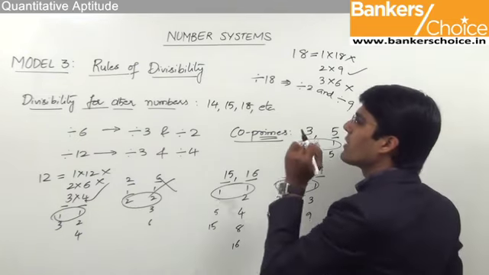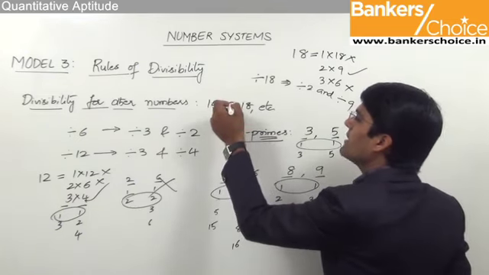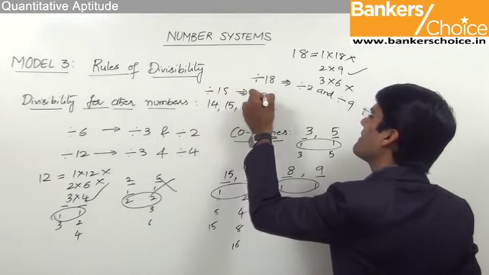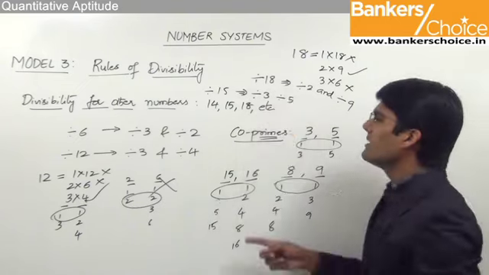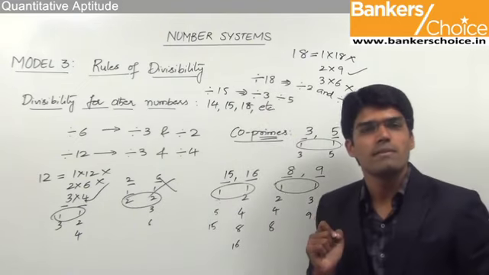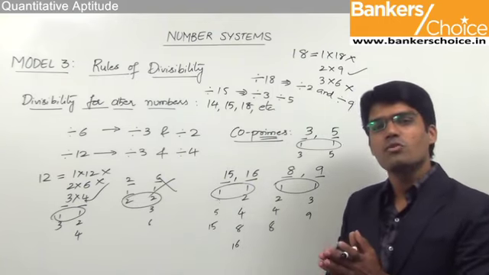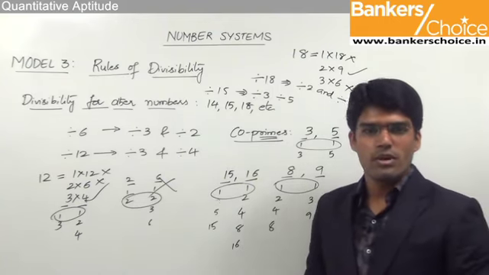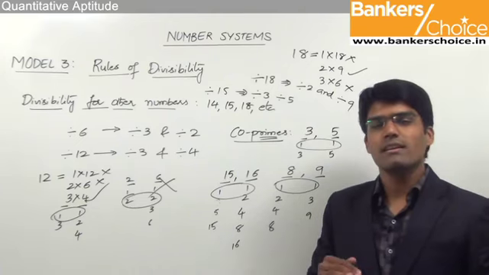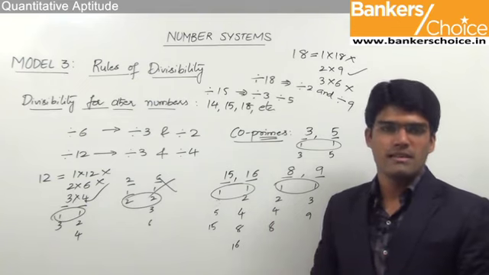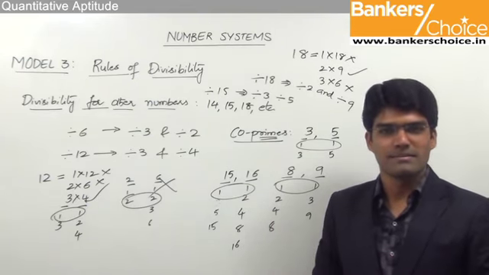For example, if you go for 15, we find that for 15 the rule should be that the number is divisible by 3 as well as 5. And similarly for 14, it should be that the number should be divisible by 2 and by 7. So this way, always try to factorize the given number into product of two numbers and then check which of these pairs is a co-prime. That particular pair can be taken as a divisibility rule for the given number.